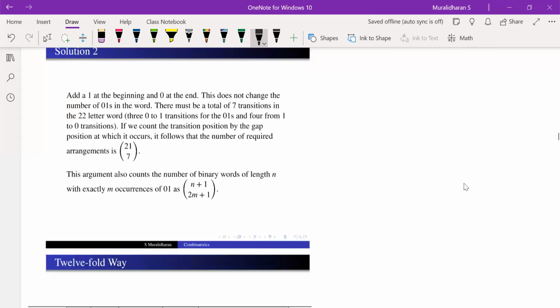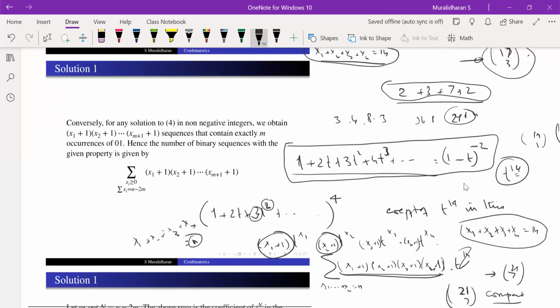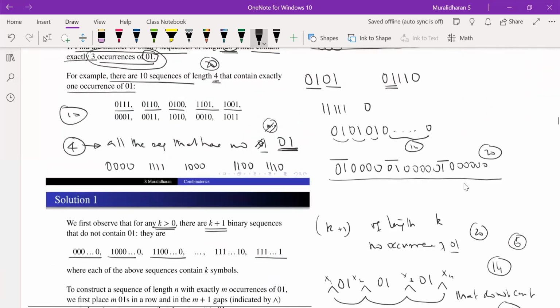Okay, let's look at any sequence. Okay, let me check that, observe that one. Yeah.